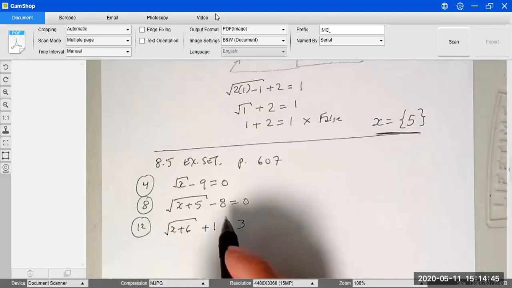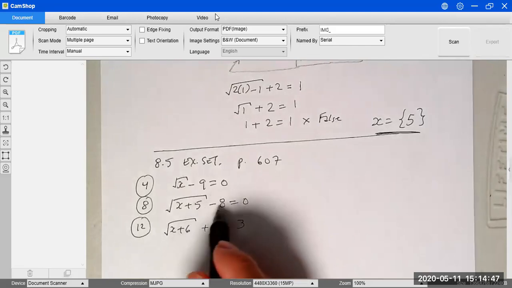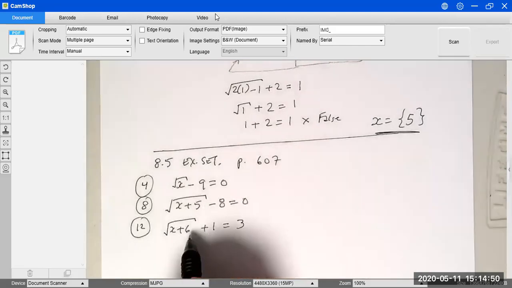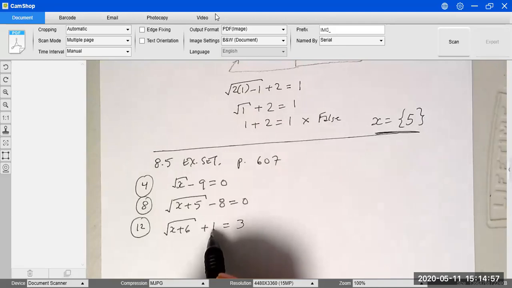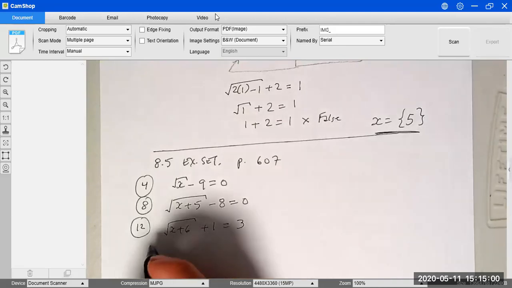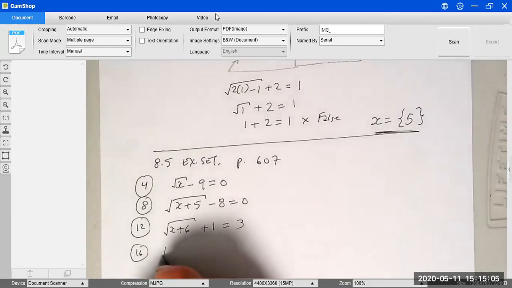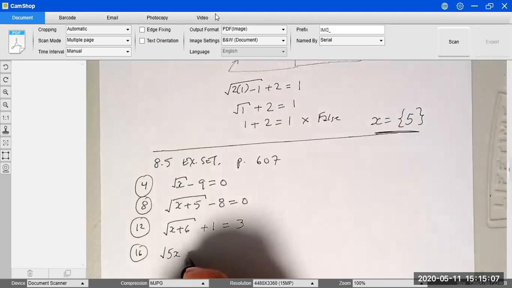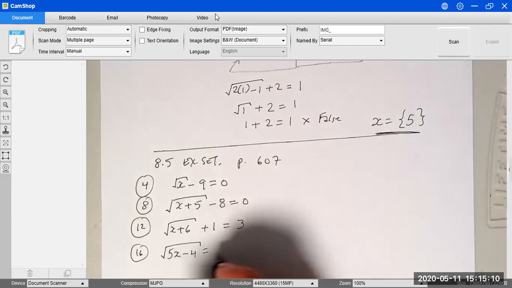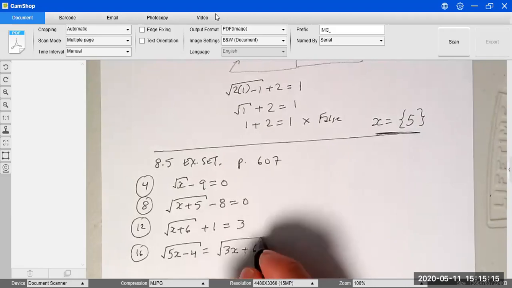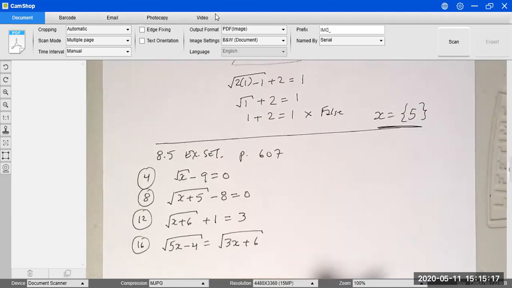So be careful. There are numbers that are not part of the radical. So you cannot combine these two. You cannot write x plus 7 here because this 6 is under the radical sign and this 1 is outside of the radical sign. Then you have problem 16, the square root of 5x minus 4, and this is equal to the square root of 3x plus 6. Then let's see, we have problem 20.